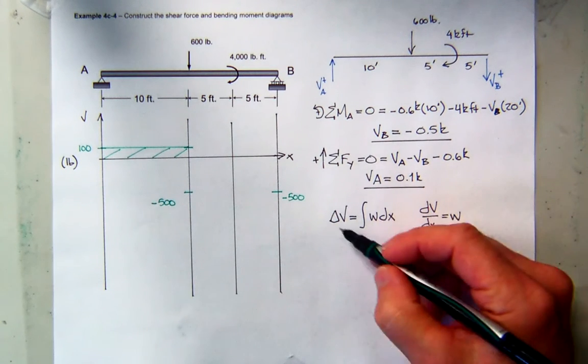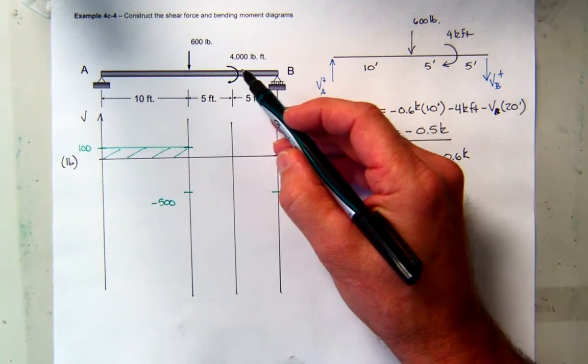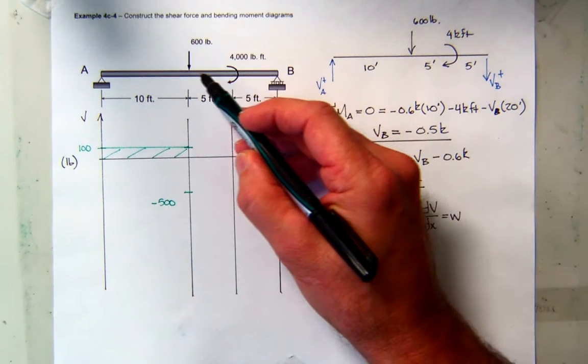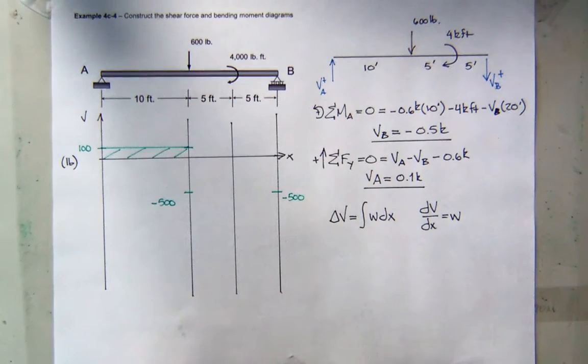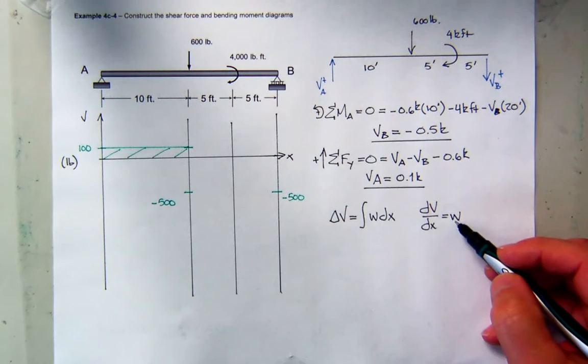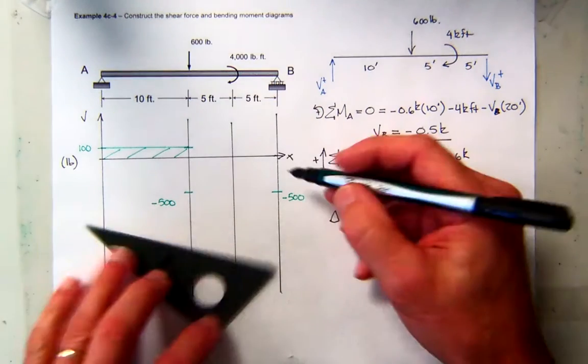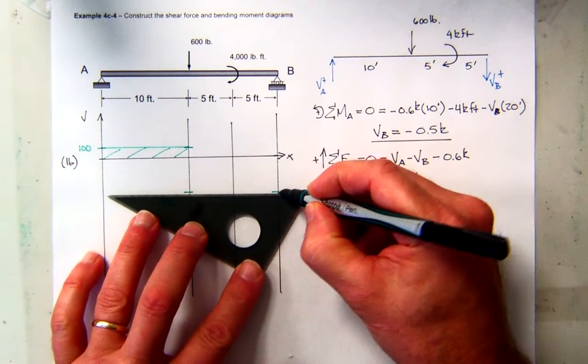The change in shear is area under the load curve. What is the area under the load curve for the forces? Everywhere here, 0. So there's no change. That's great. And then we know the slope is given by the load. And the load is 0. So my shear looks like that.